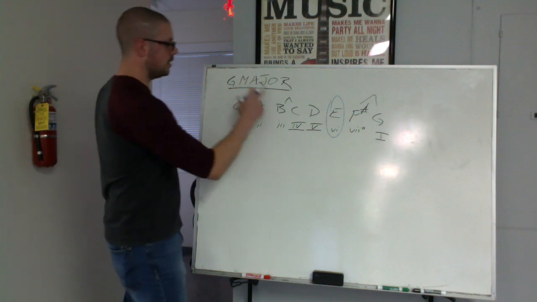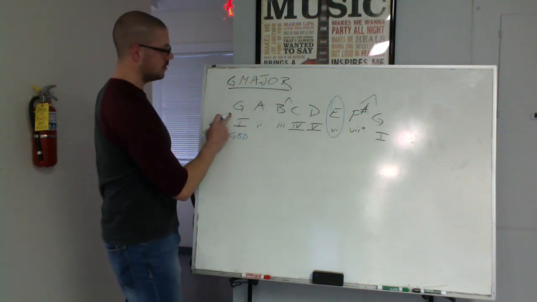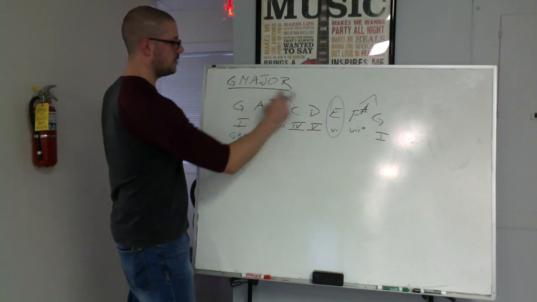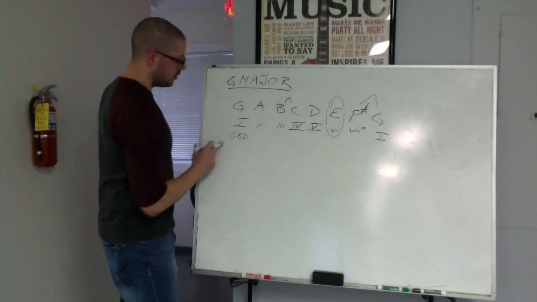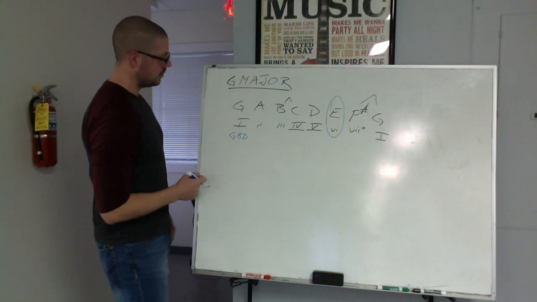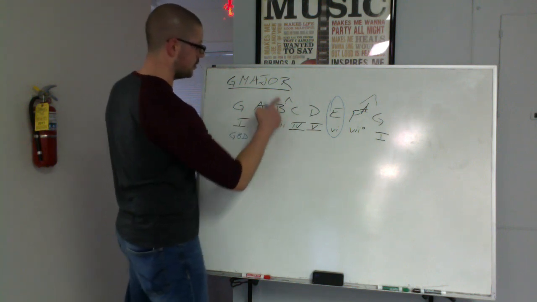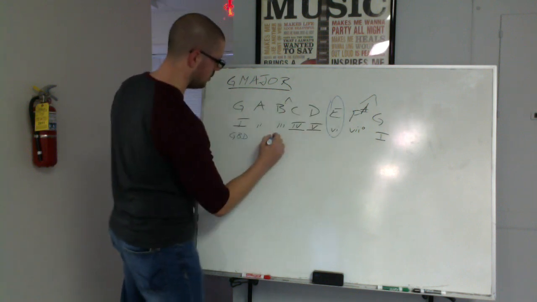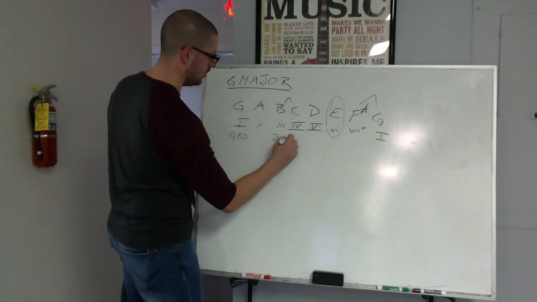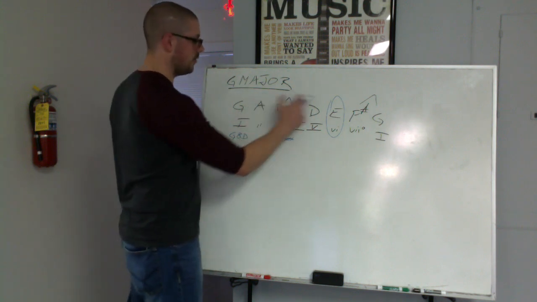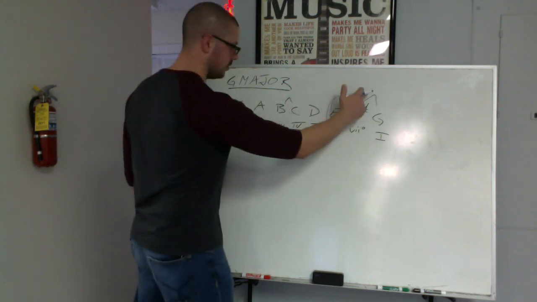So when I go from G to B to D, you can see that these are 2 whole steps. And when I go from B to D, I have a half step and then a whole step. So that's sort of a unique makeup. If I look at, let's say, the 3 chord, which is B, D, F sharp, now the distances are different. I have a half and a whole, and then 2 wholes.